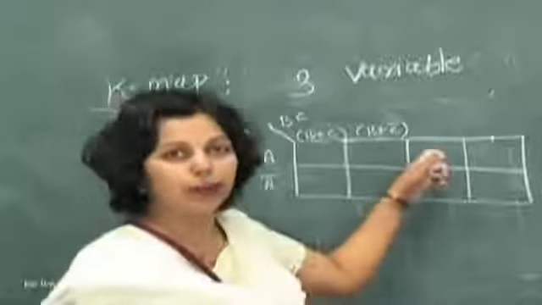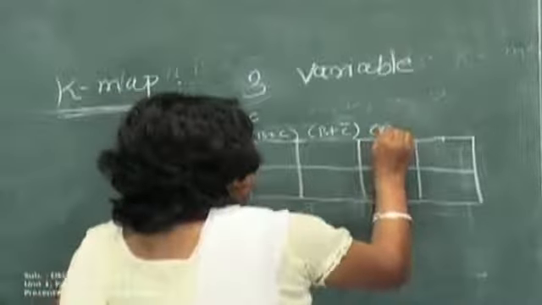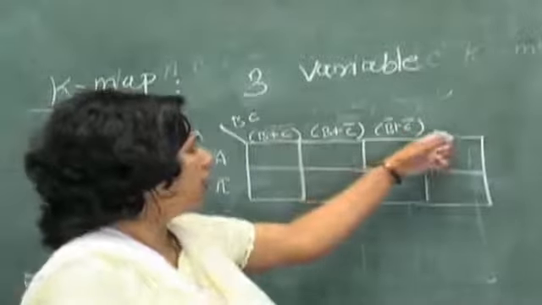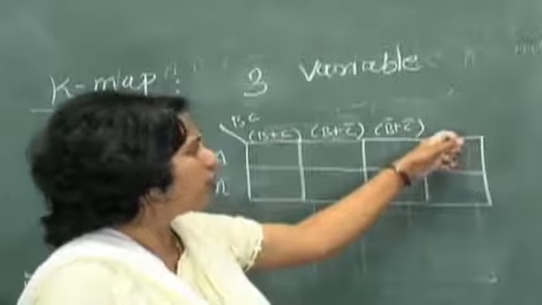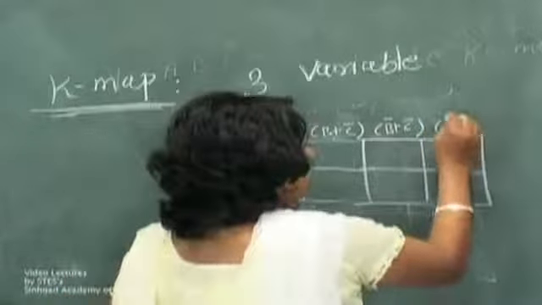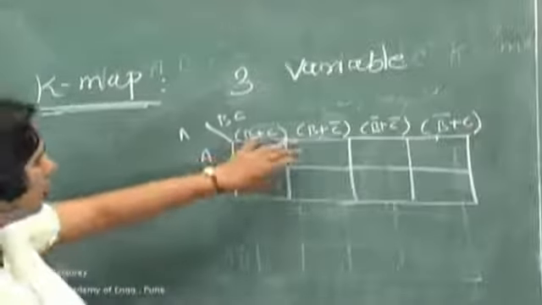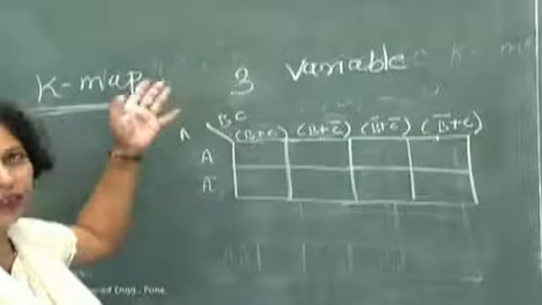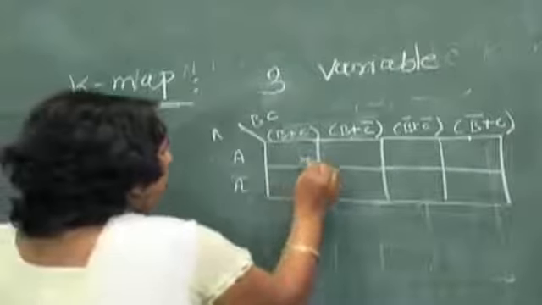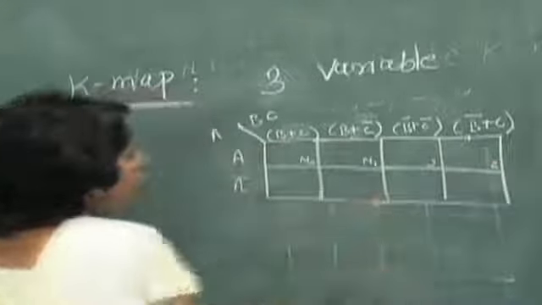Next was BC in SOP form, so it will be written as B bar plus C bar. And the last term was 1 0, that means B C bar, so it will be written as B bar plus C. So this is how the 3 variable POS form changes from the 3 variable SOP form. Similarly this will be written as M0, M1, then M2, M3 and so on.